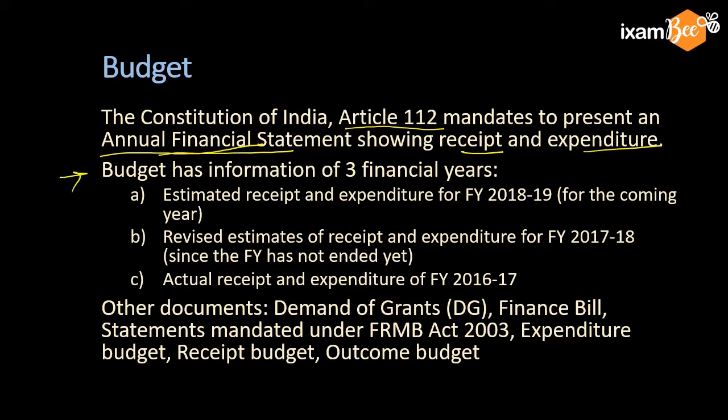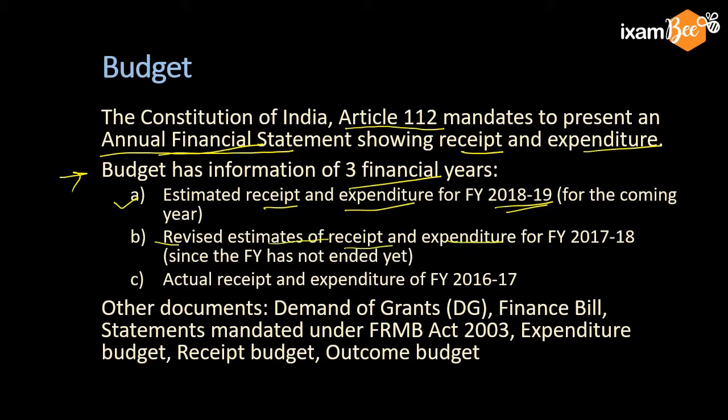Typically, and this year's budget also has these, there are statements for 3 financial years. One is the estimate of receipts and expenditure for financial year 18-19, because the budget was presented in February, so that was the coming year. For the coming year, it estimates how much the government expects to receive and how much it will spend on different items.